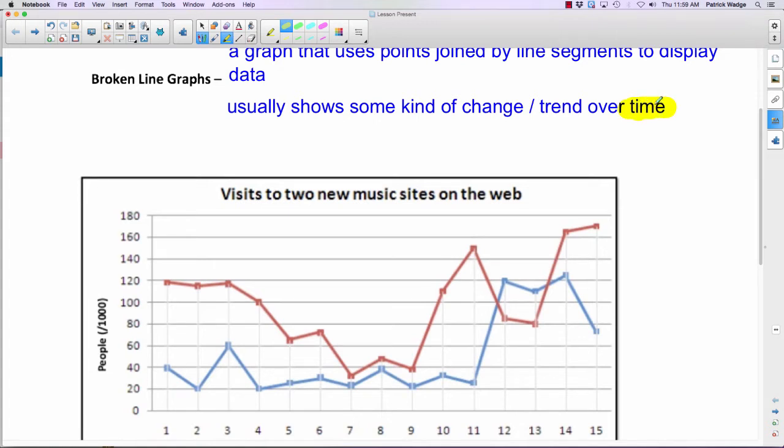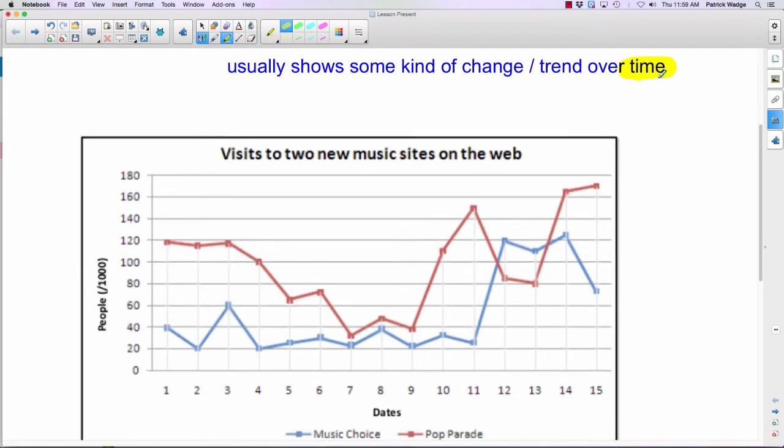If you have time involved in your data, then using a broken line graph is often the best thing to do. By the way, time is always going to be your independent variable. So for that reason, time will be down on the x-axis. Maybe I'm even going to write it here. Time, independent variable, which we've talked about before. And so it goes on the x-axis.